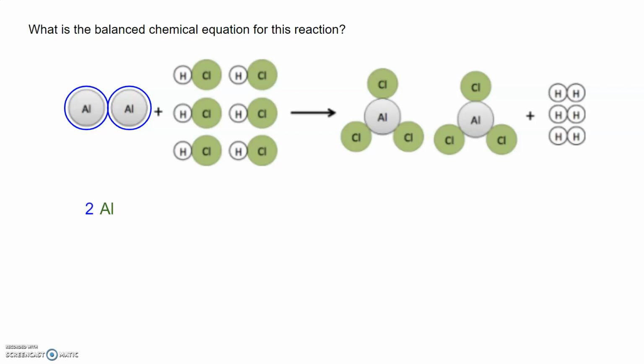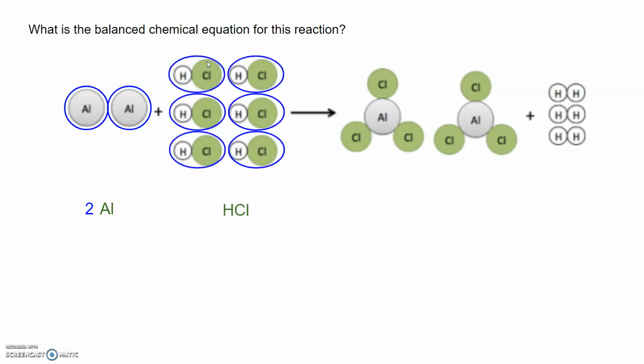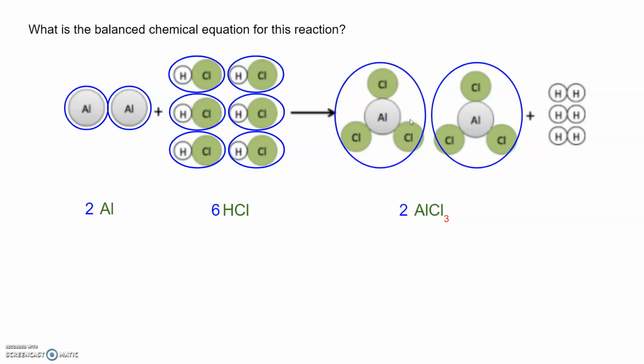The second reactant I notice, I have HCl, and there are a total of 6 of them. So if I count each of those molecules up, there are 6. So I use a coefficient of 6 to express that there are 6 of them. Now on the product side, I have aluminum chloride, AlCl3. And notice that there are 3 chlorines, so in that case I use a subscript of 3 to show that there are 3 chlorines within one aluminum chloride molecule. And since I have a total of 2 of them, I use a coefficient of 2.